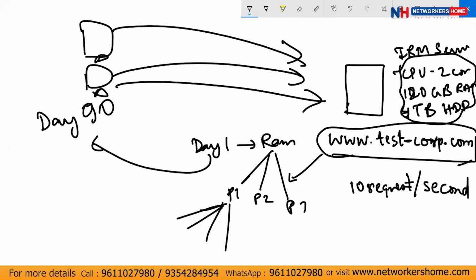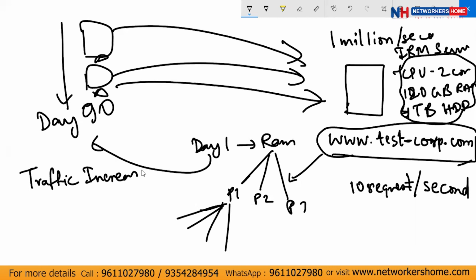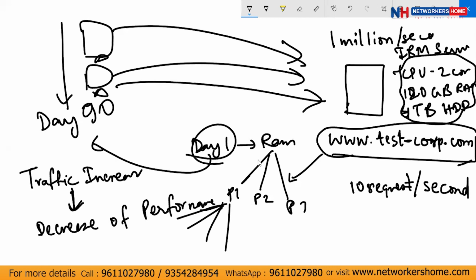This server has a maximum capability of handling 1 million requests per second. Down the lane, 6 months, the amount of traffic hitting this specific server started increasing. The traffic increase basically resulted in a decrease of performance. On day one, the server was totally free, serving and processing all the requests coming in at a faster rate. The more overloaded the server became, the more the performance of this application was impacted.